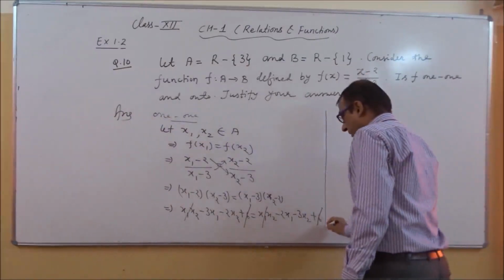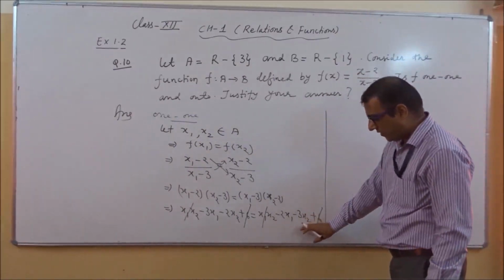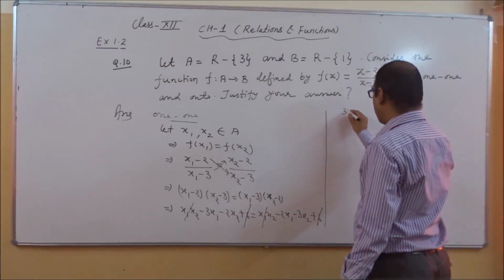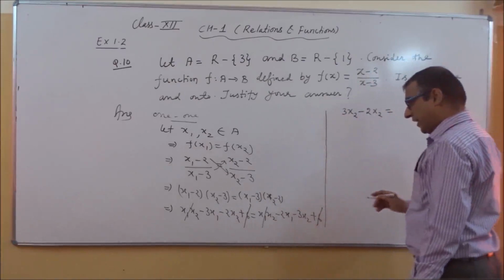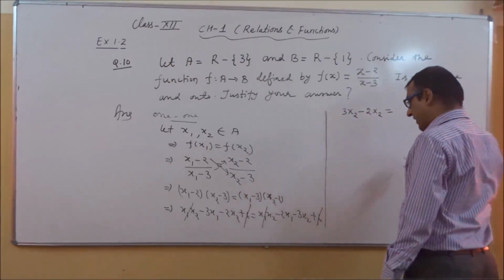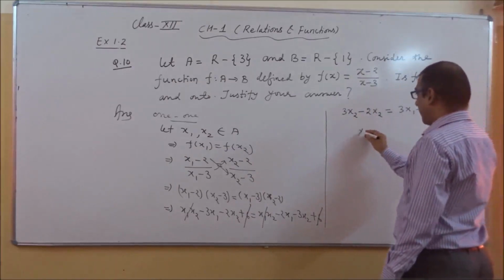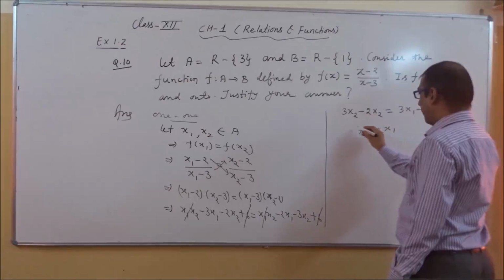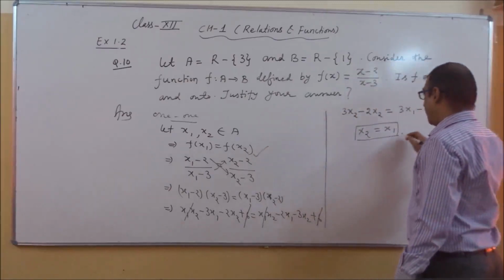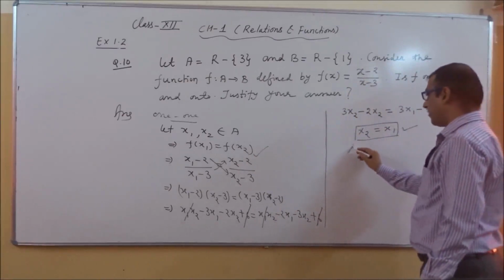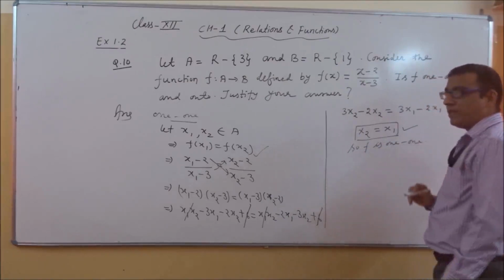Then we will continue with the concept of the transfer method. We will transfer -3x2 from right hand to left hand, so that it becomes 3x2 - 2x2, and we will transfer -3x1 from left hand to right hand, so it becomes 3x1 - 2x1. It means we can say x2 = x1. So if we start from f(x1) = f(x2) and we reach x2 = x1, then we can say f is 1-1 as per the definition of a 1-1 function.